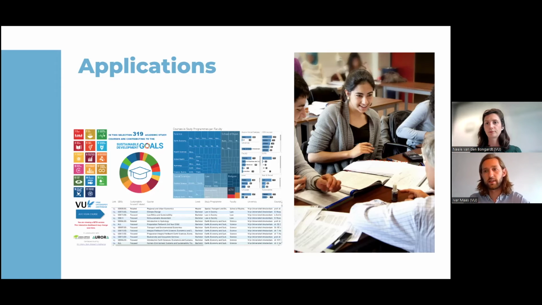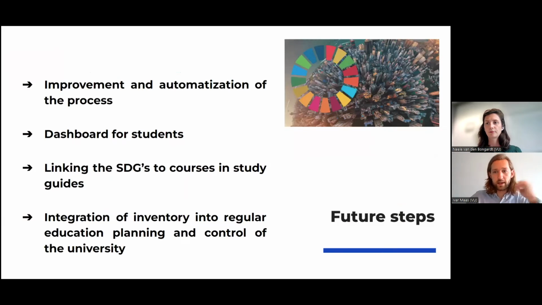These are at least the courses that we find, and in the dashboard they can filter for their particular study program or their particular area of interest and find what kind of courses might be interesting for them. Future steps for the dashboard are the following. So we are improving the method itself in determining when a course is sustainable.